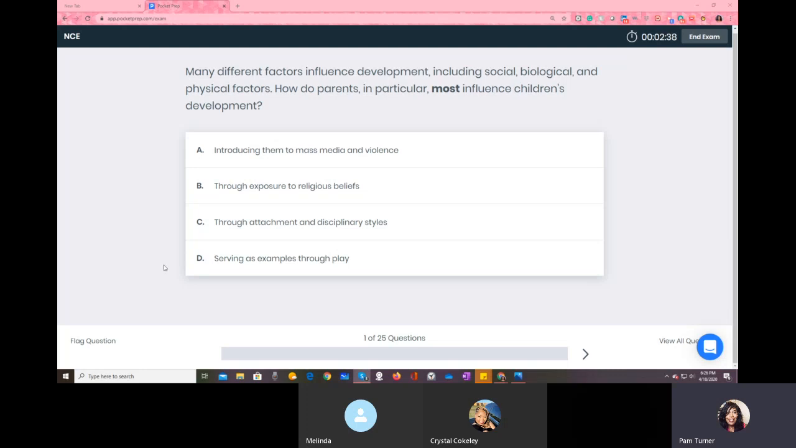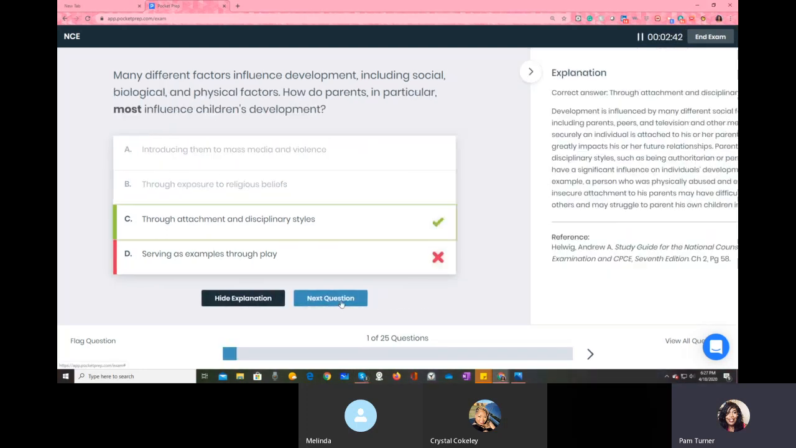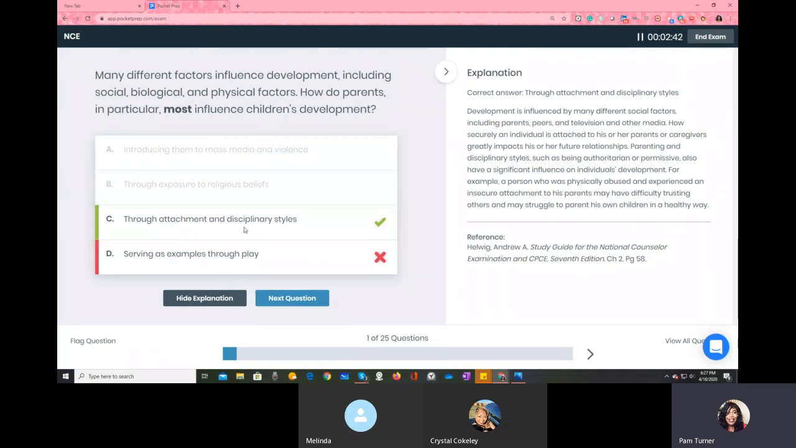Okay, so you said D, but the answer is C, because all parents have some sort of attachment. So while D is not a wrong answer, it's not the right answer for the test. Does that make sense?